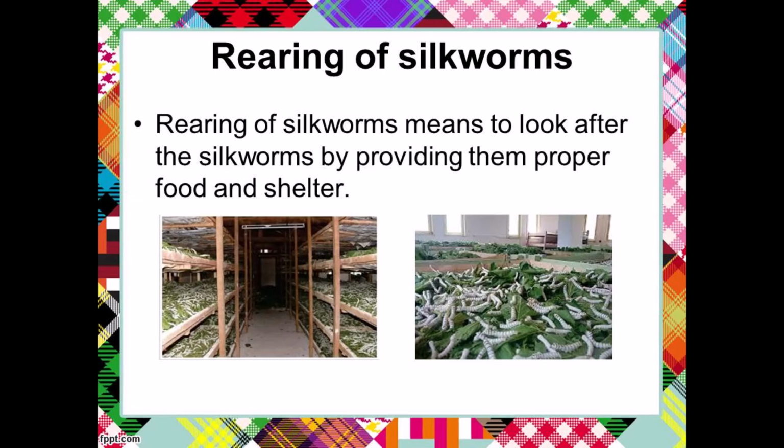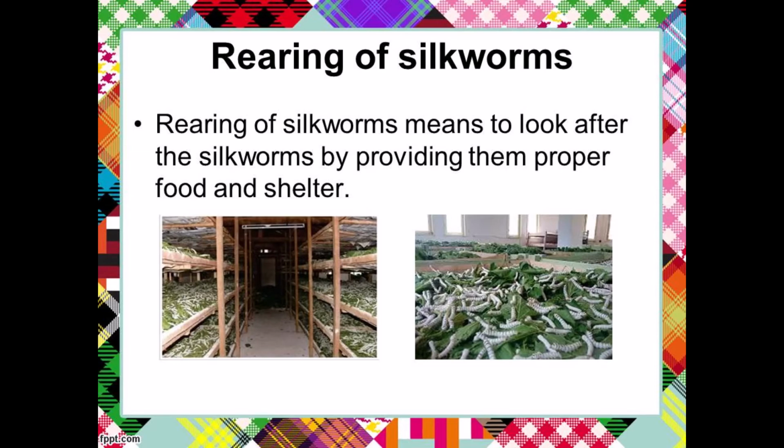Now next, a perforated sheet of paper is placed over the hatching box or tray and chopped mulberry leaves are spread over it. Why are these chopped mulberry leaves spread? Because these caterpillars or larvae will feed on these leaves and after eating these leaves they will grow in size.